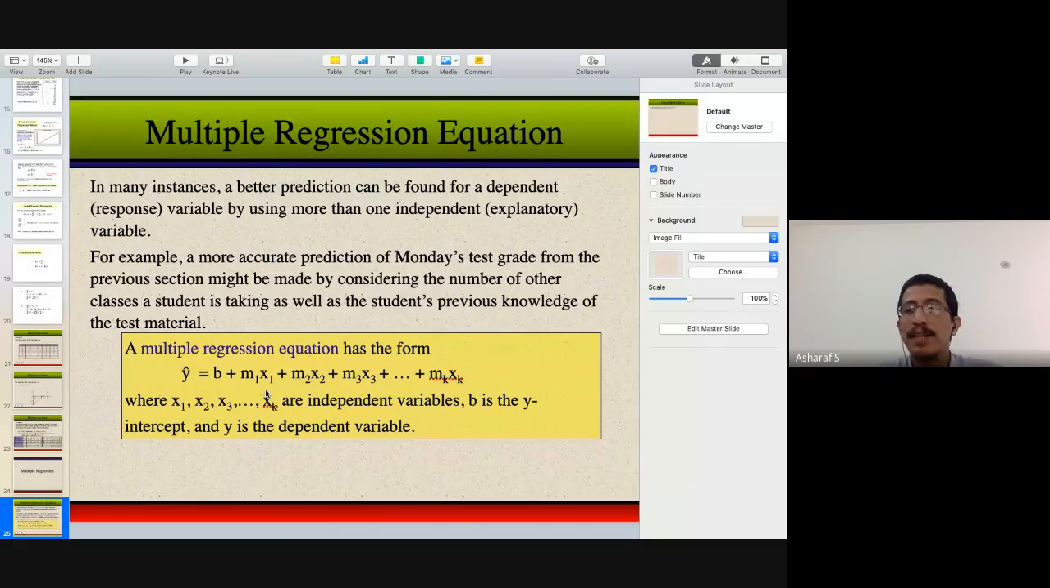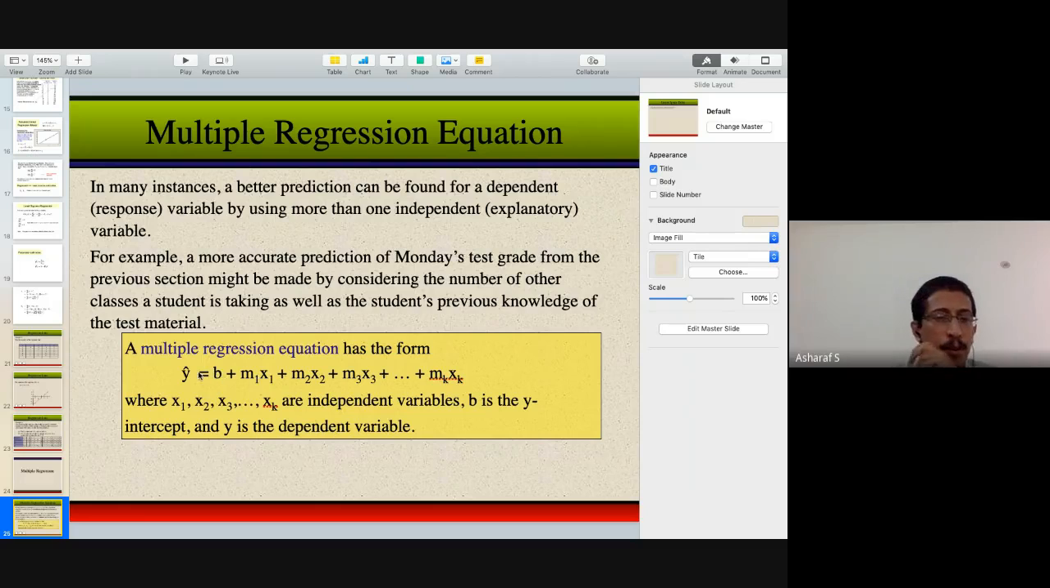For example, Monday's test, from the previous session, might be considering the number of classes a student is taking, the student's previous knowledge of the test material, maybe the number of hours spent on the study, etc. So the multiple regression equation will look more generic, like this.